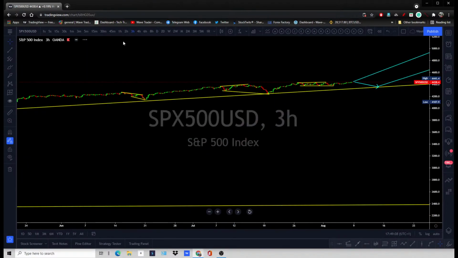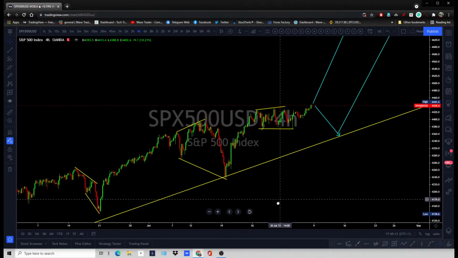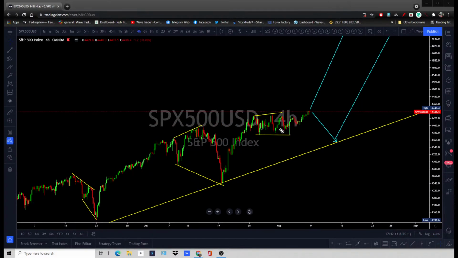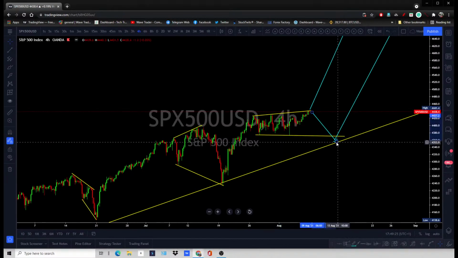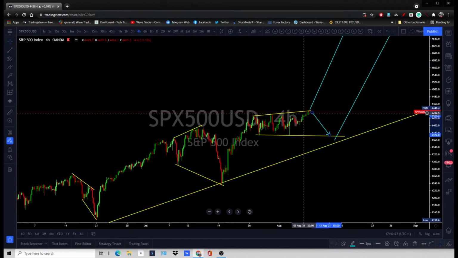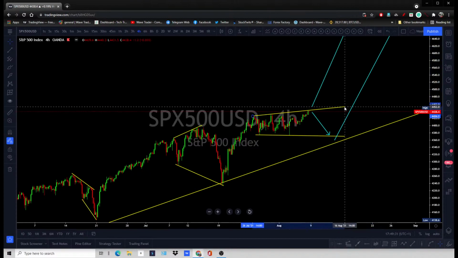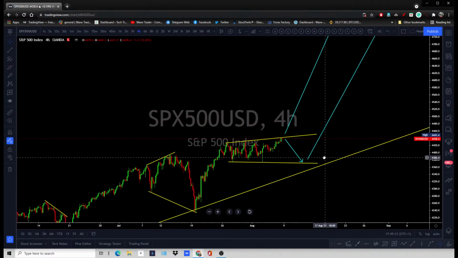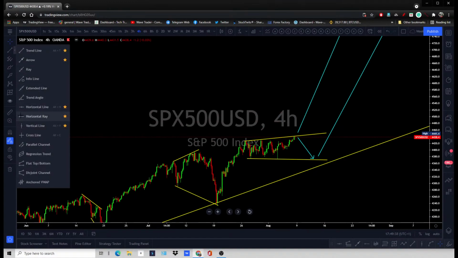So any deeper pullback is still going to be a buy opportunity. We had a short-term correction there, but price has already bounced off from this low and is heading for the next leg. In case it pulls back, let's say like that, there's going to be a short-term buy opportunity, and that short-term buy opportunity can push all the way up to 4,500.